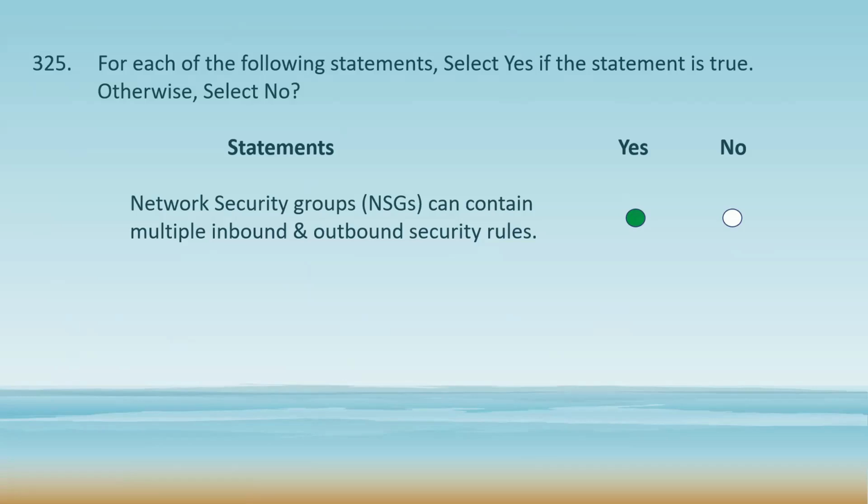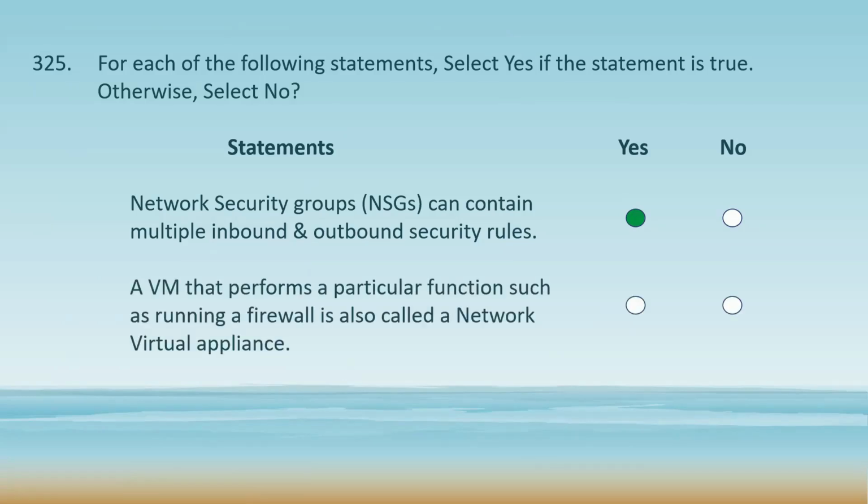Now, the next statement is: a VM that performs a particular function, such as running a firewall, is also called a network virtual appliance. This statement is correct. A virtual machine that is dedicated to performing a specific network-related function, such as running a firewall, is often referred to as a Network Virtual Appliance, also called NVA.